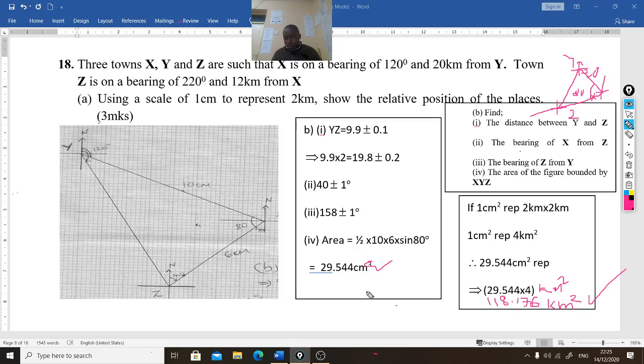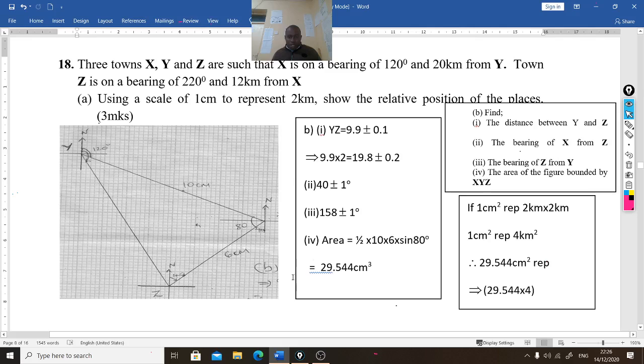This is the answer that will be marked and not this one. This one you get a mark, but the correct answer will be marked on this. You'll be marked on this. So that is how you are supposed to do questions on pairing. Pairing is a very simple question if you follow the instructions. First, you make a sketch, then you draw the actual using a scale if you are given. If you are not given, use an appropriate scale. So that is how we do it.